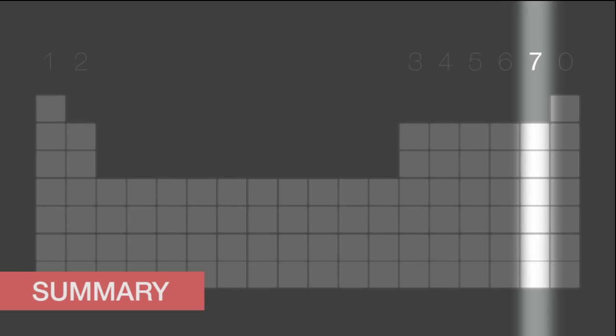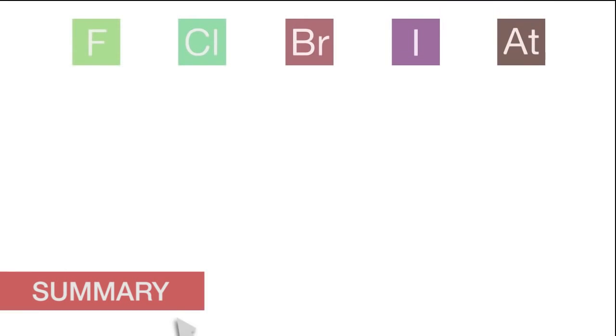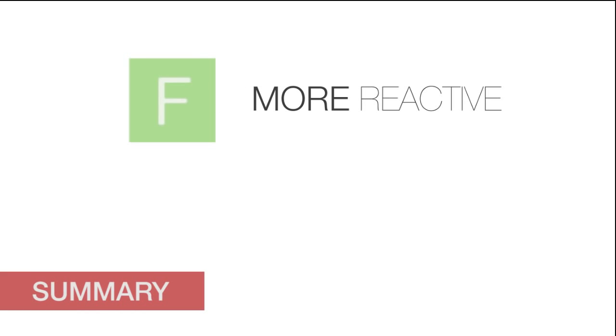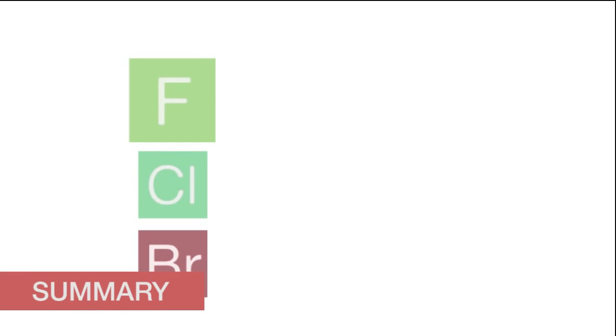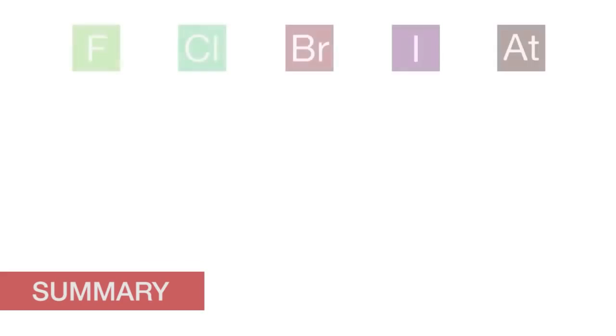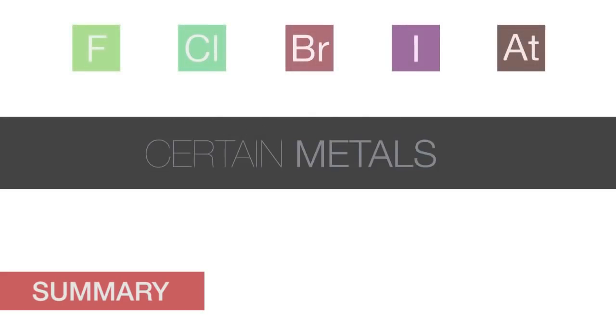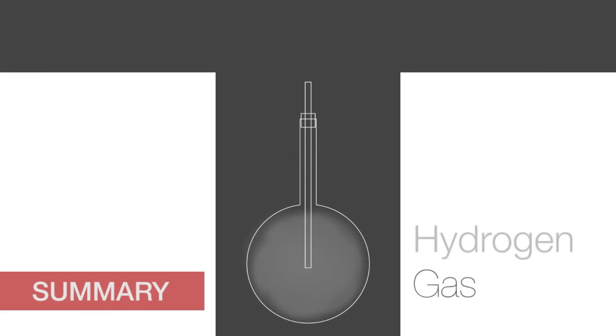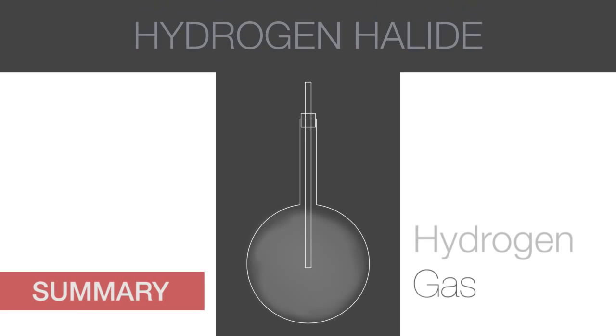In summary, the halogens are the group 7 elements. Their displacement reactions involve a more reactive halogen displacing a less reactive halogen in a compound. Halogens can also react with metals to produce the corresponding metal halides and can react with hydrogen to produce hydrogen halides.